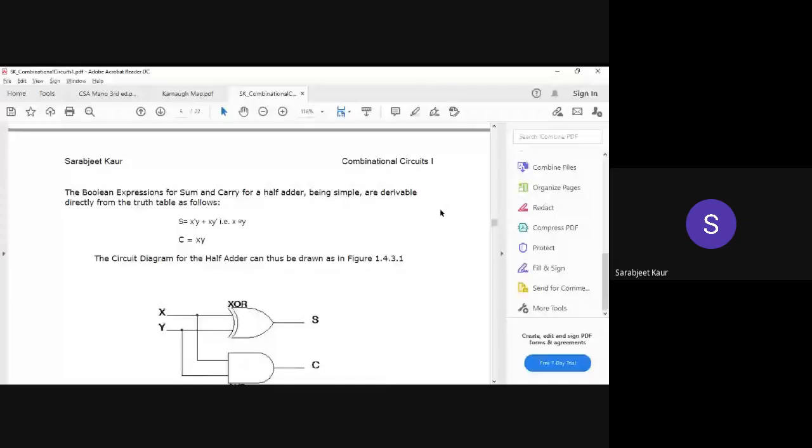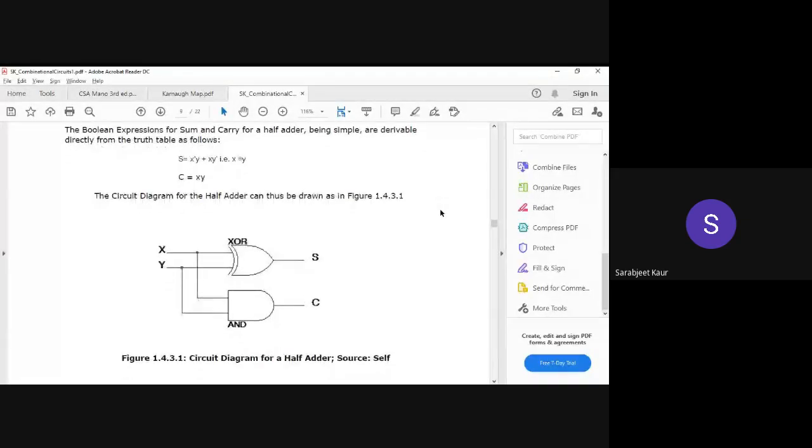Is this clear, students? Yes, ma'am. Any problem to anybody? If you want me to explain anything, I will explain again. Please see, here again you can see sum was equal to x dash y or xy dash, that is x XOR y, and carry is equal to xy. So this is the circuit diagram for the half adder. My process for designing the half adder is complete.